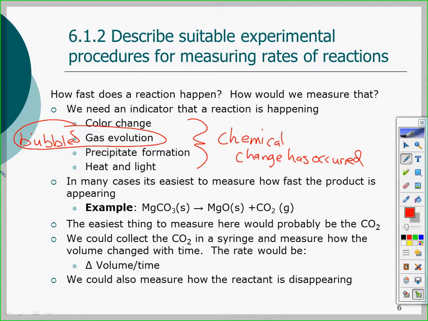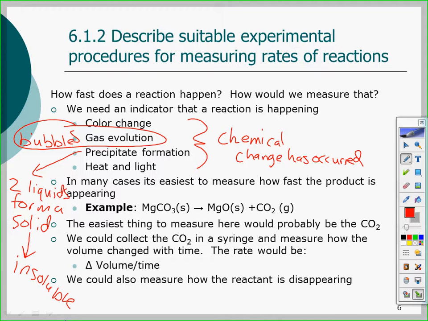All right, precipitate formation, what is that? What is that again? Yes? It's when like a solid forms. All right, two liquids form a solid that is insoluble. So insoluble solid. All right. And then heat and light. That should be pretty self-explanatory.